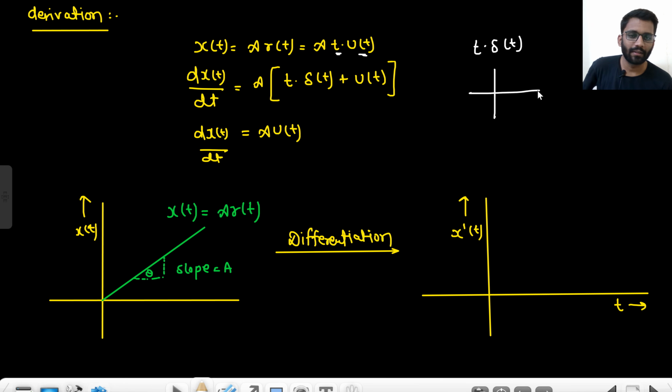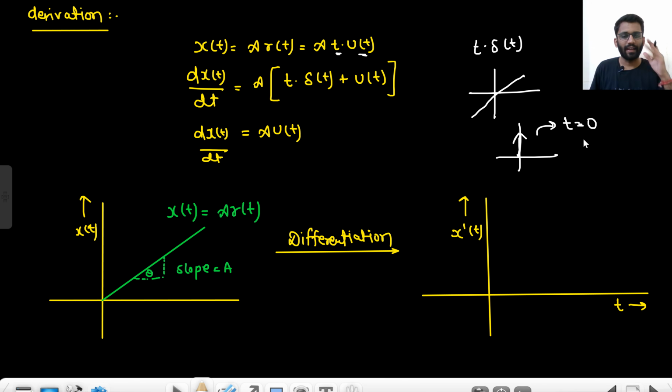t into delta(t). This is your t, right? And this is your delta(t). Delta(t) only exists at t equals to 0, right? Delta(t) exists at t equals to 0 only. What is the value of this function at t equals to 0? It is 0. So t into delta(t) will always give you 0. Are you getting this point?